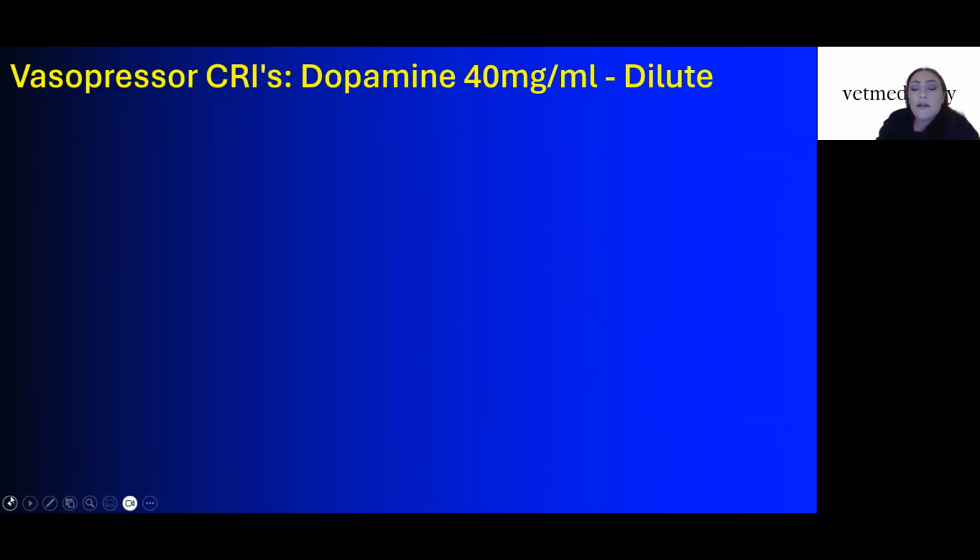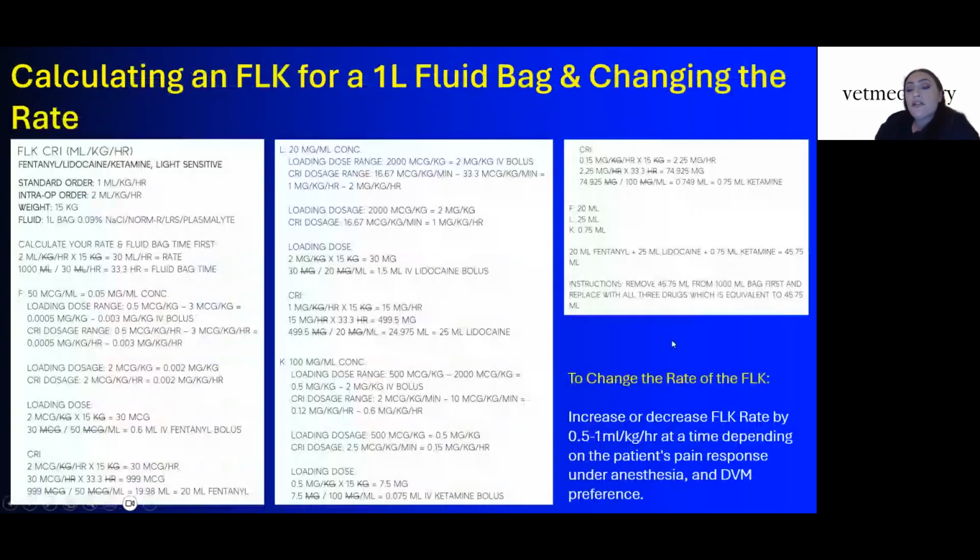To change the rate of the FLK, increase or decrease the FLK rate by 0.5 to 1 mil per kg per hour at a time, depending on the patient's pain response under anesthesia and DVM preference.